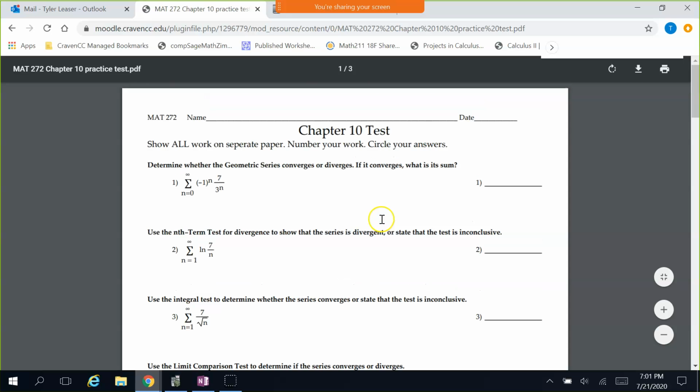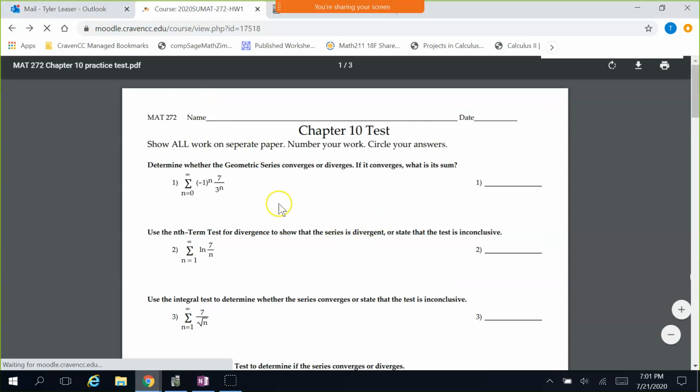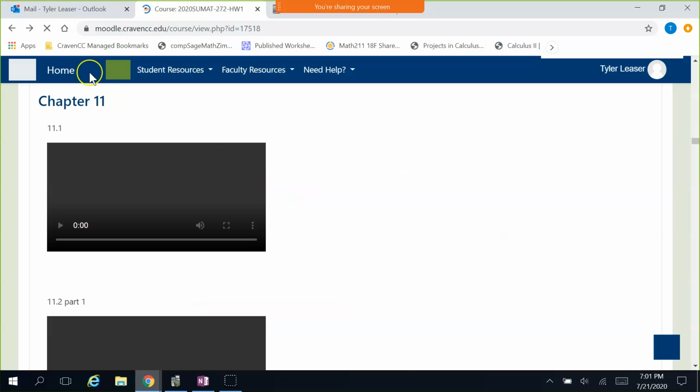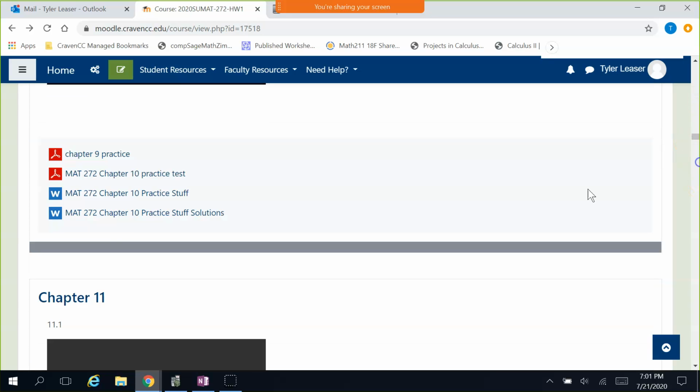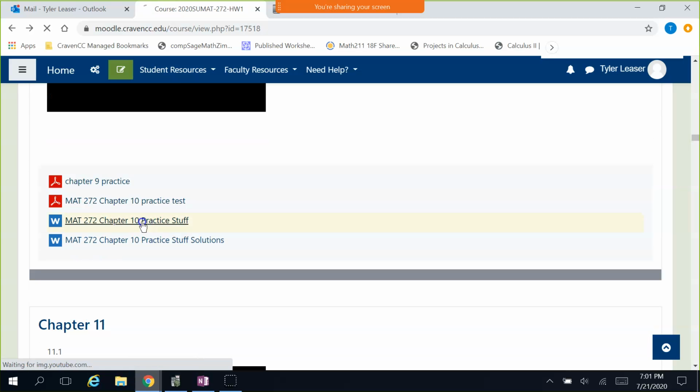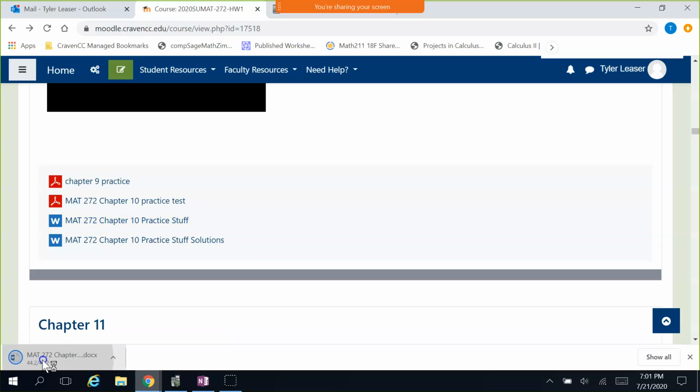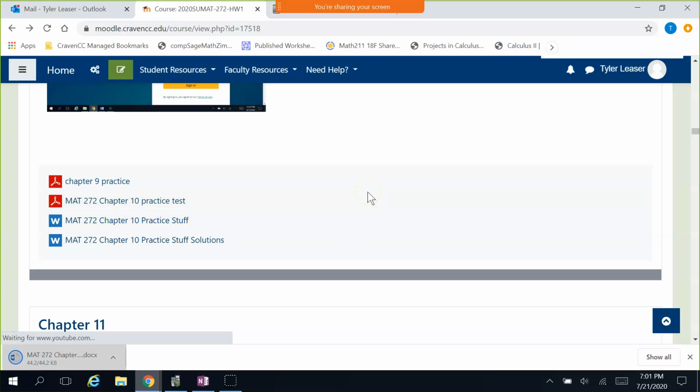So is everybody okay with this practice test? There is another practice thing that I have up in Moodle. So if we have time on Thursday, and if there's enough of you that come Thursday, we can look over that practice stuff Word document here. And then, of course, if you guys have any other homework questions, we can do those on Thursday as well. Before I let you guys go for the day, are there any last questions about the Chapter 10 test coming up?